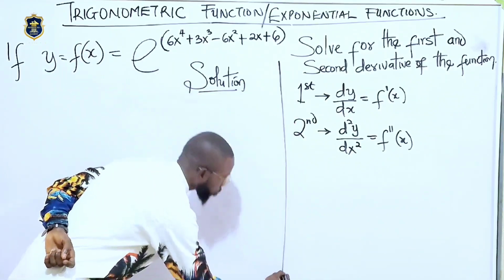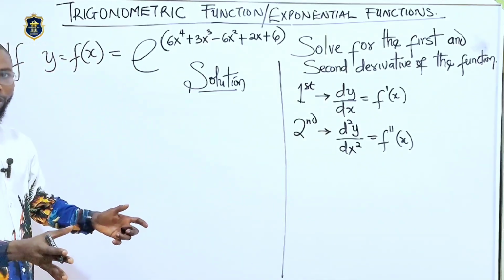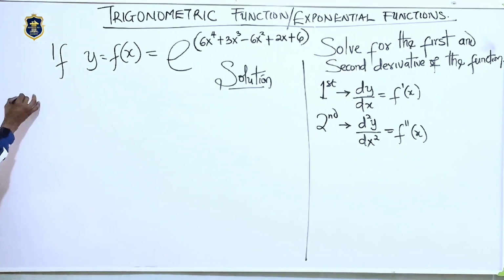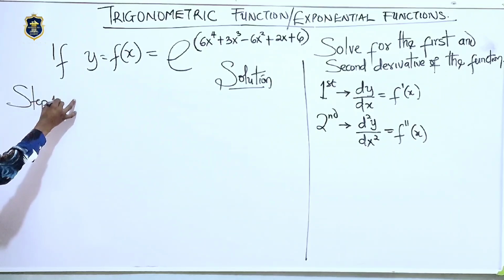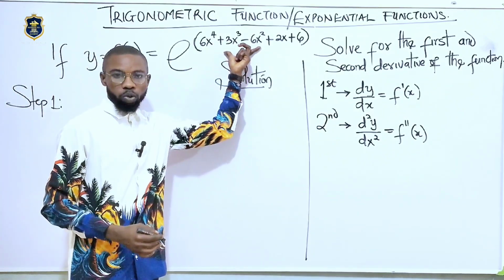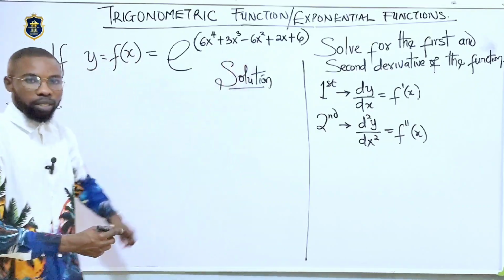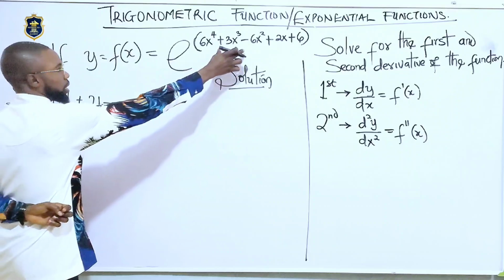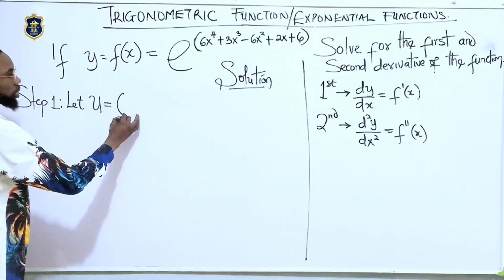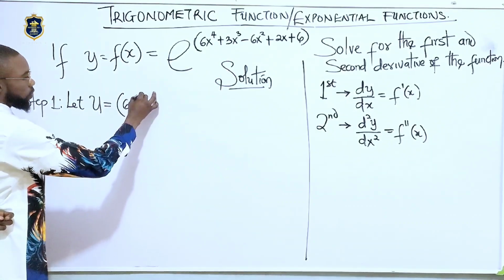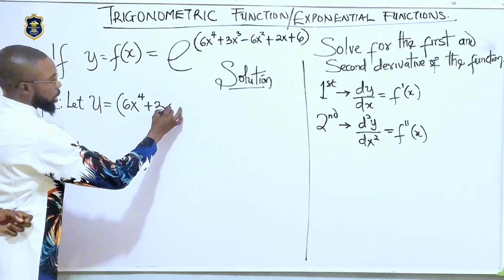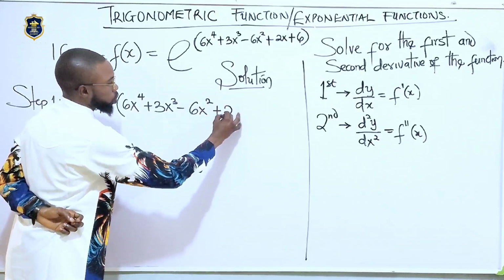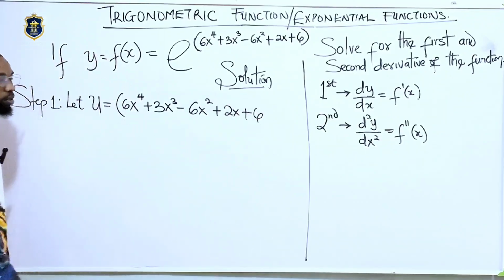So we're going to try and be as fast as we can to make sure you understand what we're doing, and I've explained all of this in previous videos. So let's take it step by step. Remember we said step one is to make u the power here. So we can say let u be equal to the index. What's the index? The index there is 6x raised to the power of 4 plus 3x raised to the power of 3 minus 6x raised to the power of 2 plus 2x plus 6. Alright, this is the index.